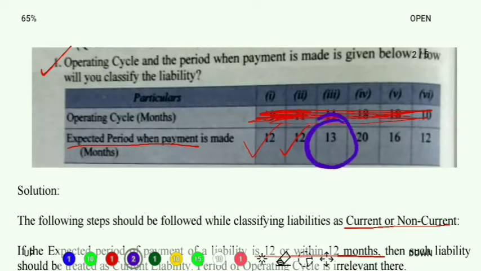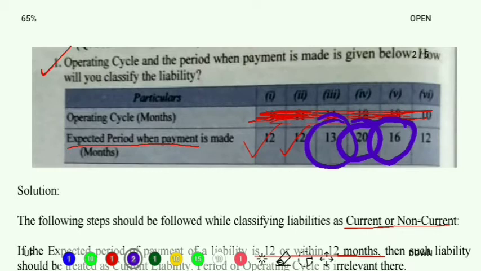We are keeping this on hold. Moving on to liability number 4. Liability number 4 has expected period of payment being made is 20 months. So this is also more than 12. Let's keep this on hold. Moving on to liability number 5. Liability number 5 also has expected period of payment more than 12 months. That means 16 months. So we are keeping this on hold. We'll look into these liabilities in step number 2. Right now we are in our step number 1.